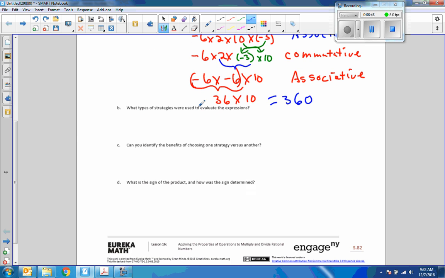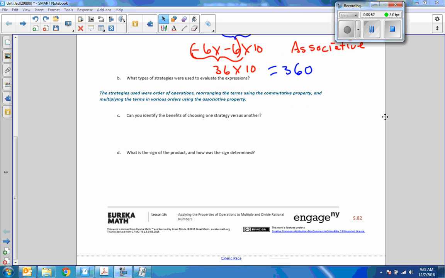So what type of strategies were used to evaluate this expression? Okay, there's a lot of writing here, so I'm going to just bring these in typed. Okay, so copy this down. The strategies used were order of operations, rearranging the terms, using the commutative property, and multiplying the terms in various orders using the associative property.